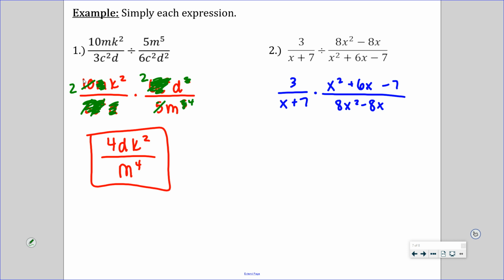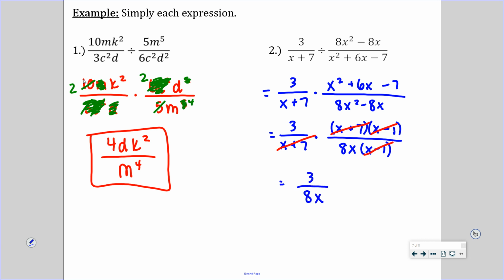My first fraction, there's not really much I can factor, right? 3x plus 7, not much I can do there. All right, top right, I have a trinomial. That one's pretty easy. x plus 7, x minus 1. On bottom, what's common? 8x. And I'd be left with x minus 1. Technically, 1's a perfect square, but the x is not a perfect square, so we're all factored here. All right, so what cancels here are the x plus 1's, the x plus 7's. So this one would just be 3 over 8x.